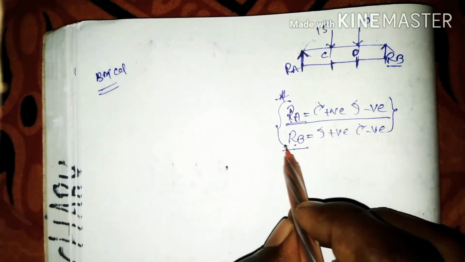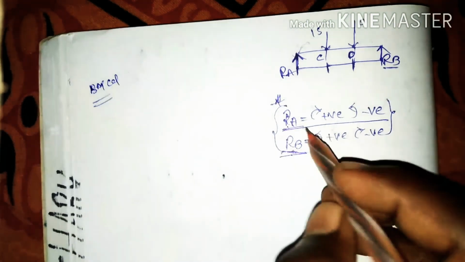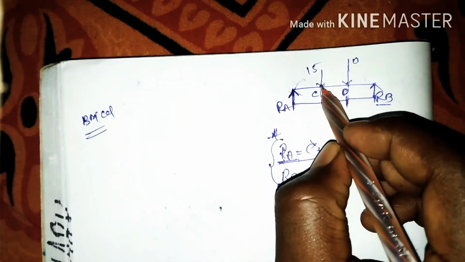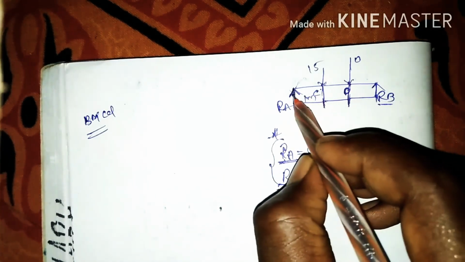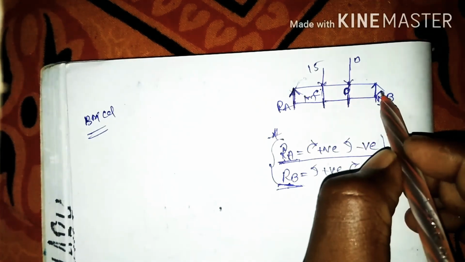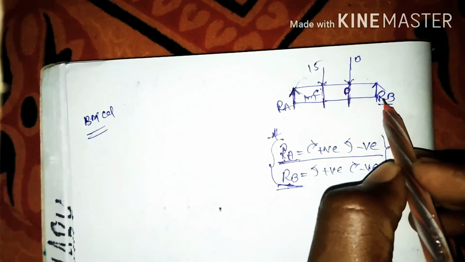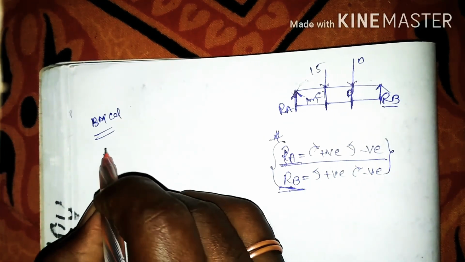Very important. Here I am going to take the RA reaction. Let us note one simple point: here C is nearer to A and D is nearer to B. Here I am going to consider both reactions for the calculation of bending moment.